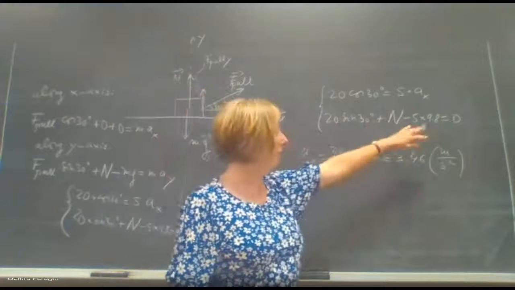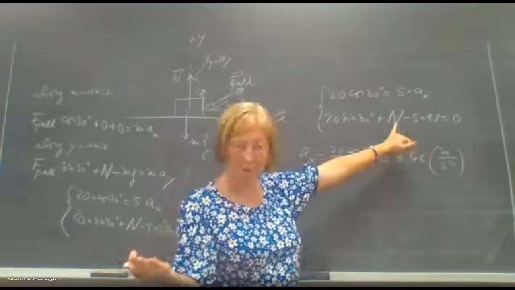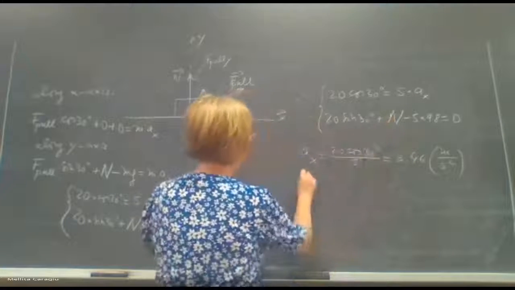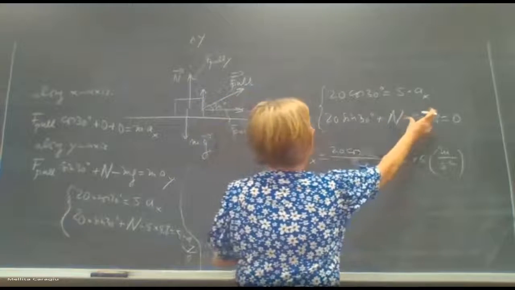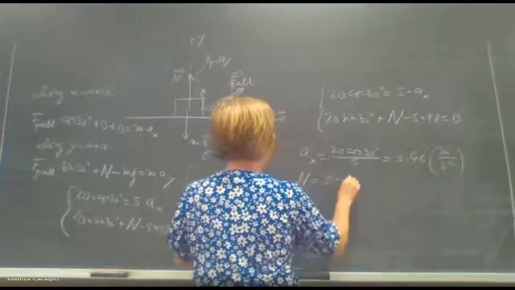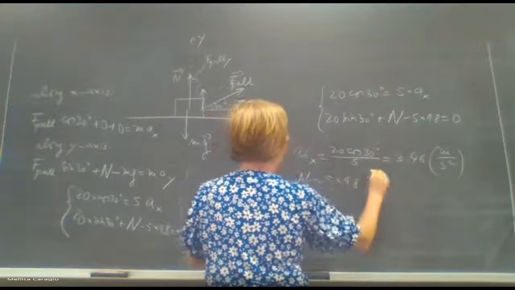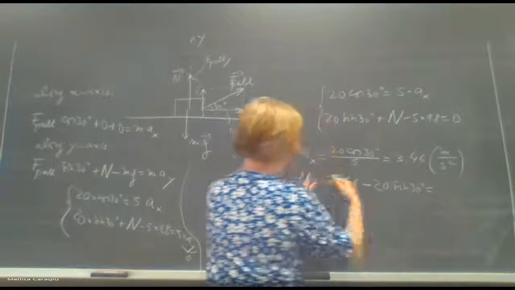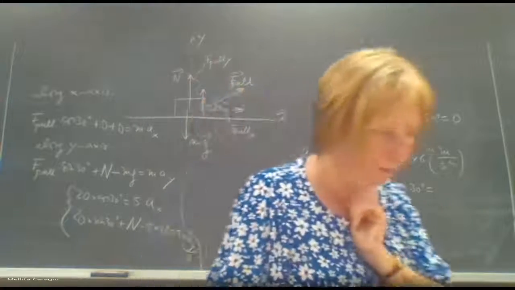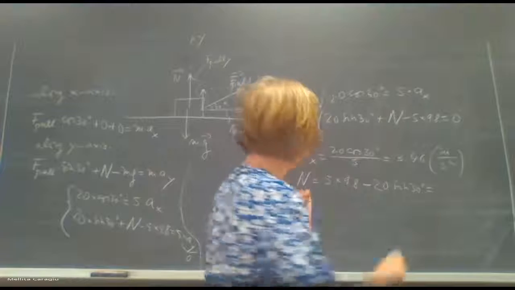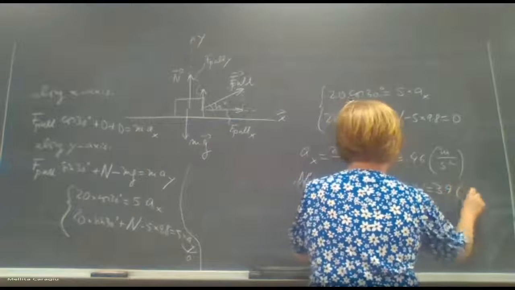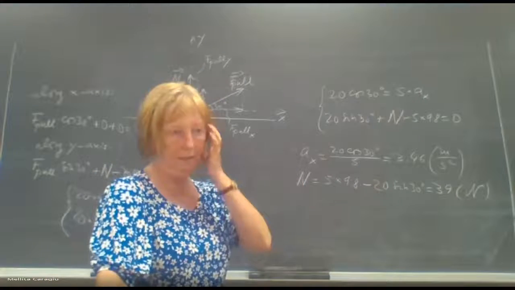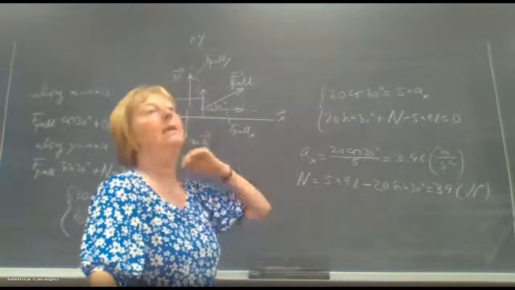And from the second equation, we get the normal force because this was yet another question. And the normal force then equals 5 times 9.8 minus 20 sine 30. And when we solve that, we get 39. And these will be newtons, right? Because the normal force is a force, therefore measured in newtons.